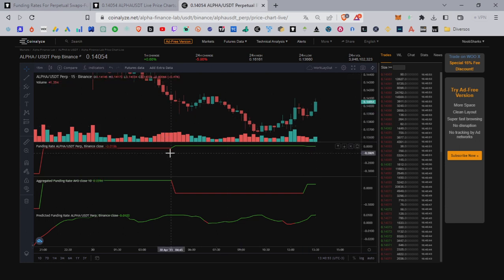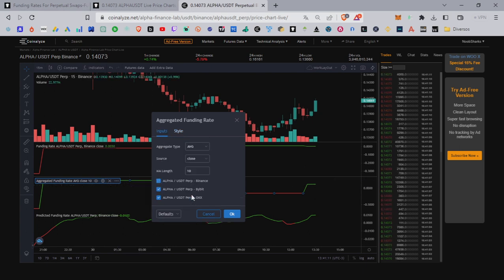Look at that. You see that the funding rate on Binance started to get positive, right? Started to get positive. And the other exchanges, let me take Binance out of here.